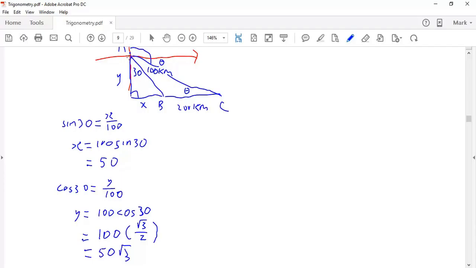If we look at theta, we know this is a right angle triangle. So we can find that by doing opposite over adjacent, so it's going to be tan. Opposite Y is what we found in the first part, so it's going to be 50 root 3. And the adjacent, X, is 50 plus that 200, so it's going to be 250.